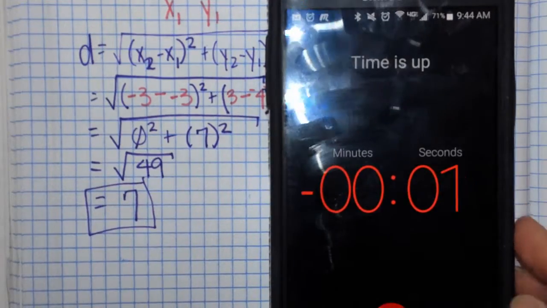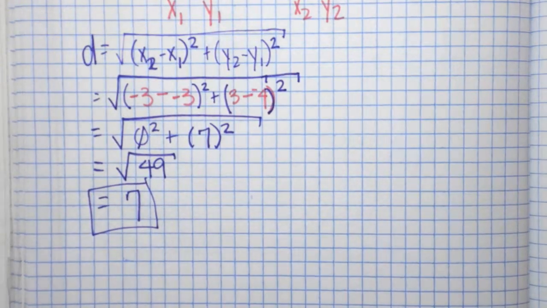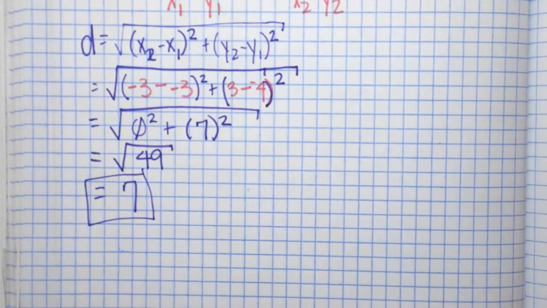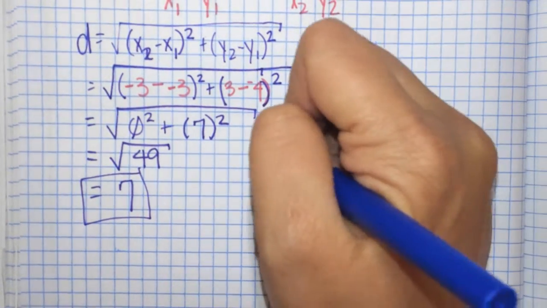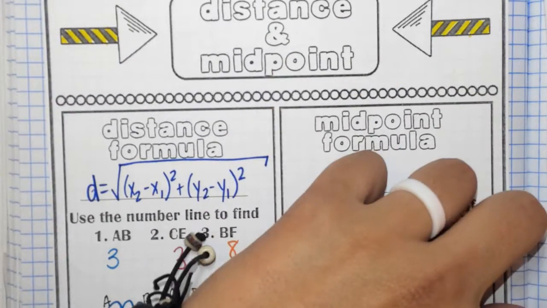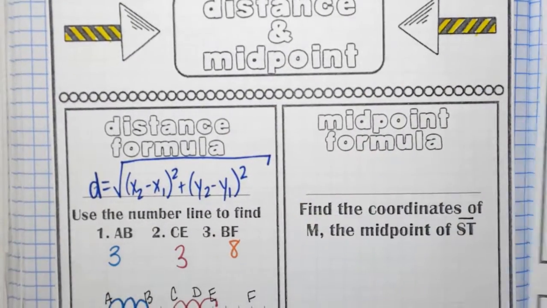All right, pencils down, pencils down, pencils down. For number 3, it was DE, and you had -3, 3, and 4, 3, right?